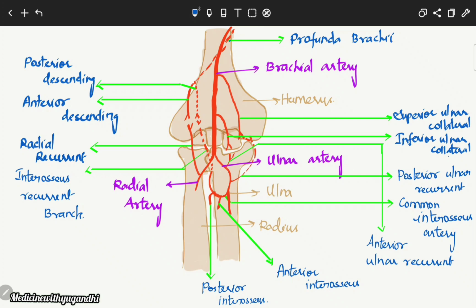Coming to the lateral side. So in front of the lateral epicondyle, the anterior descending branch from the profunda brachii artery anastomoses with the radial recurrent branch from the radial artery. And behind the lateral epicondyle, the posterior descending branch from the profunda brachii artery anastomoses with the interosseous recurrent branch from the posterior interosseous artery, which is in turn a branch from the common interosseous artery, which is in turn a branch of the ulnar artery.